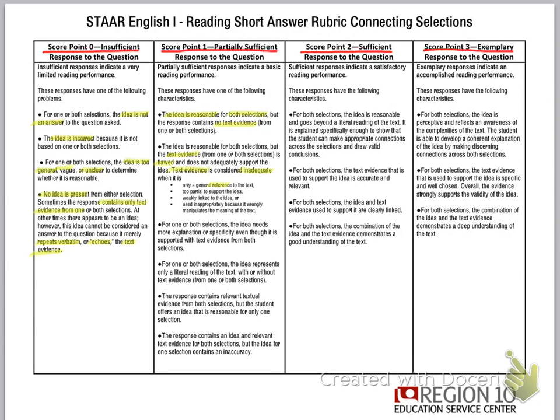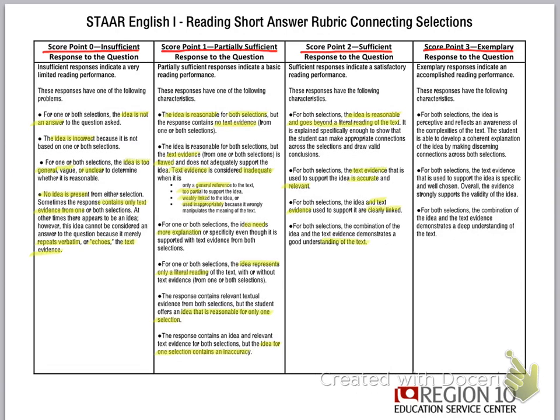Okay, so with the 1, your idea is reasonable, but you might not provide text evidence. Or if you do have text evidence, it doesn't really support the idea that you came up with. Or your idea needs more explanation. The idea does not go beyond the literal reading of the text, so that means you didn't really make an inference. Or the idea is not reasonable for one of the selections. So it makes sense for the first selection, but it doesn't make sense for the second, or vice versa. So you have to make sure that when you're doing connecting, your idea has to be relevant for both selections.